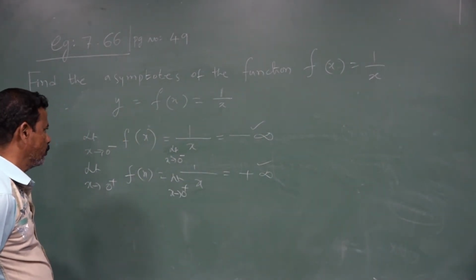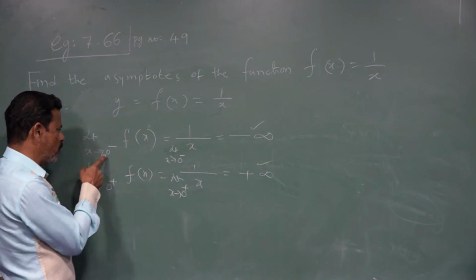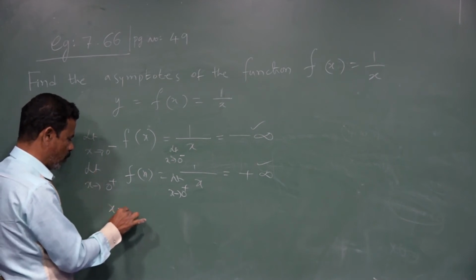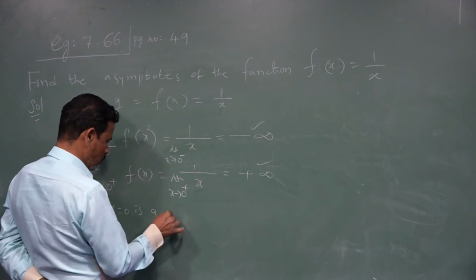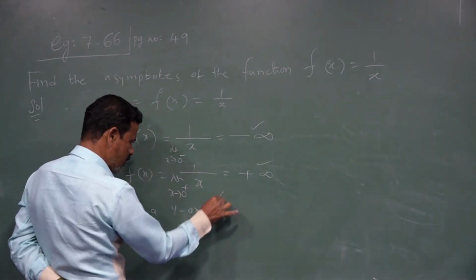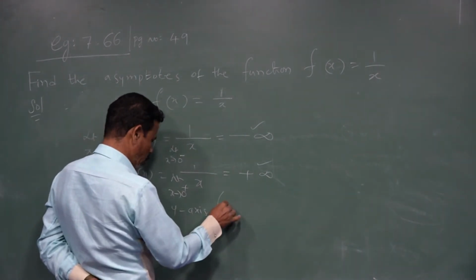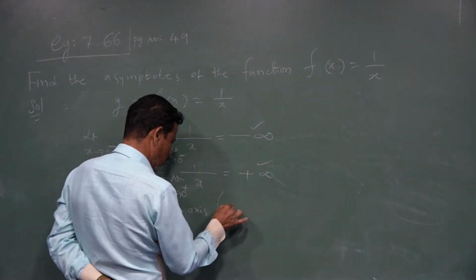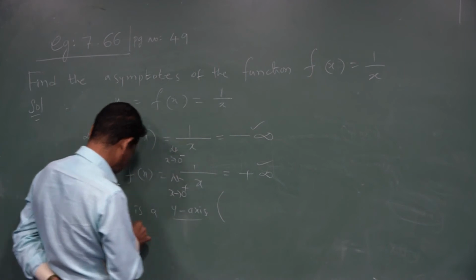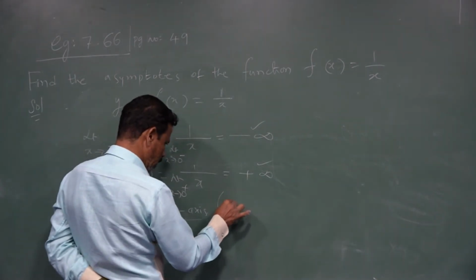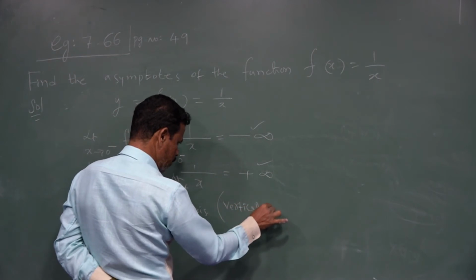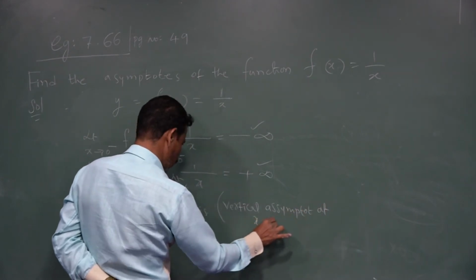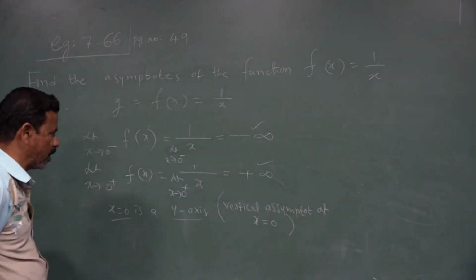After that, here x is equal to 0 is the asymptote. x is equal to 0 is nothing but the y-axis. This is the vertical asymptote. Y-axis means vertical line. So the y-axis equation is x is equal to 0. So vertical asymptote at x is equal to 0. This is the vertical asymptote.